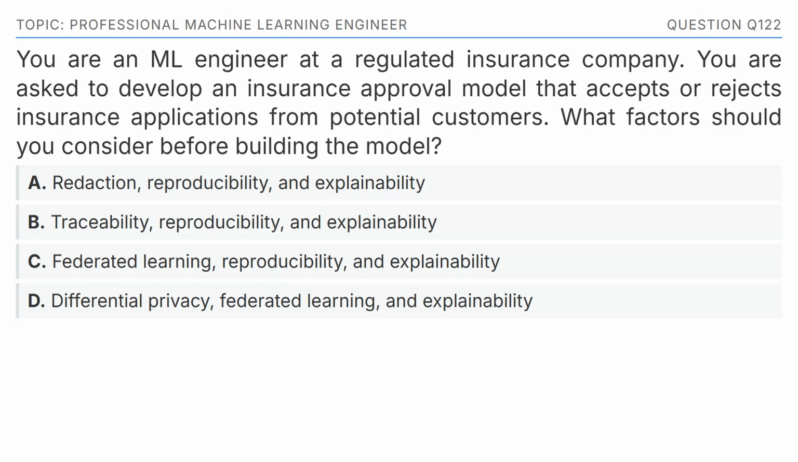You are an ML engineer at a regulated insurance company. You are asked to develop an insurance approval model that accepts or rejects insurance applications from potential customers. What factors should you consider before building the model? The options are: Option A, redaction, reproducibility, and explainability. Option B, traceability, reproducibility, and explainability. Option C, federated learning, reproducibility, and explainability. Option D, differential privacy, federated learning, and explainability.